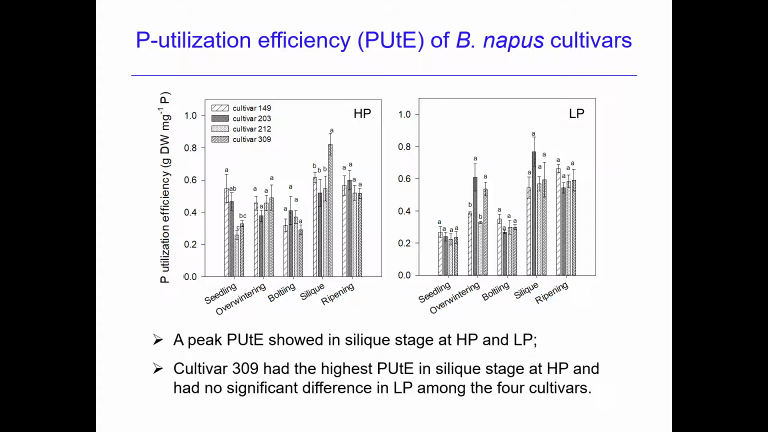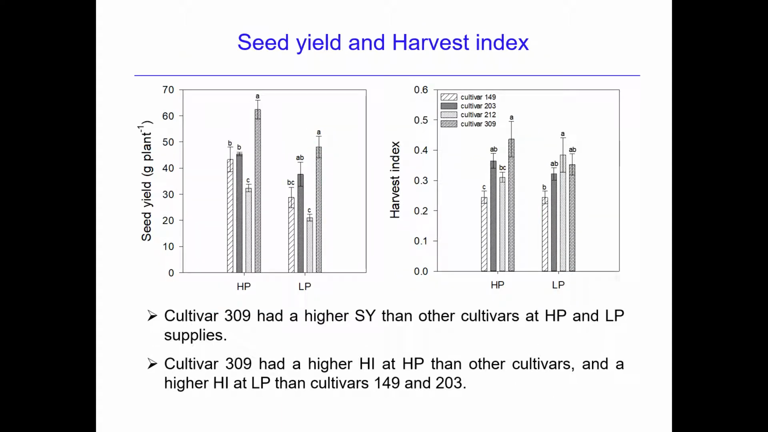For the seed yield and harvest index, we found that cultivar Ronan had the highest seed yield compared with the other cultivars at high P and low P supplies. As for the harvest index, we also found that cultivar Ronan had the higher harvest index at high P, but at low P there was no significant difference.